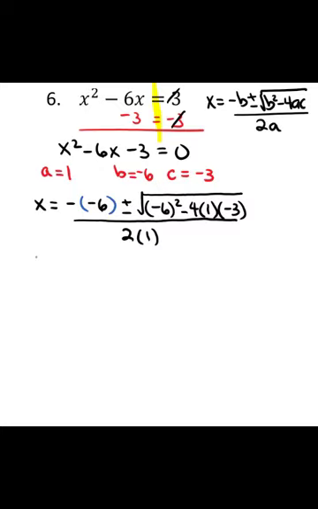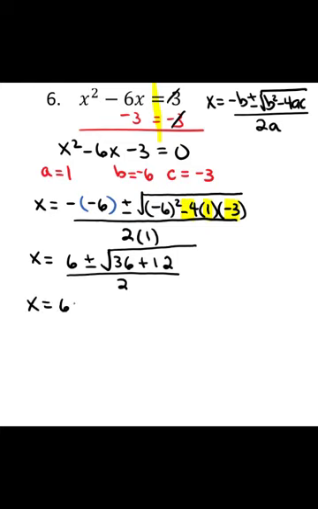And then it's just a matter of simplifying by using order of operations. Minus a negative, or negative negative gives you a positive, plus or minus. We're going to square the negative 6, gives us 36. And then we're going to multiply these three numbers. 4 times negative 1 gives you negative 4, and negative 4 times negative 3 gives you positive 12. And that's going to be divided by 2. And this is the same as 6 plus minus square root of 48 divided by 2.